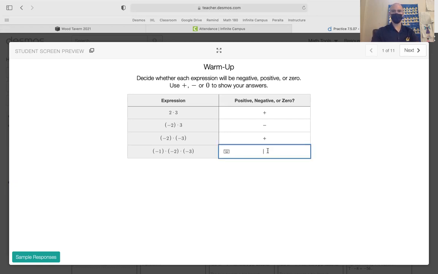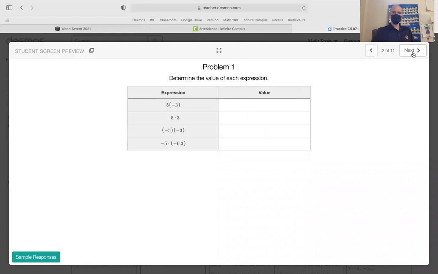Had it been an even number of negative factors, then we would have resulted in a positive product. All right, problem 1 is essentially the exact same thing, but this time we're being asked to actually determine the value of the expression, or in other words, get the answer. 5 times negative 3, the same as 5 times 3, which is 15, except it's negative 15.